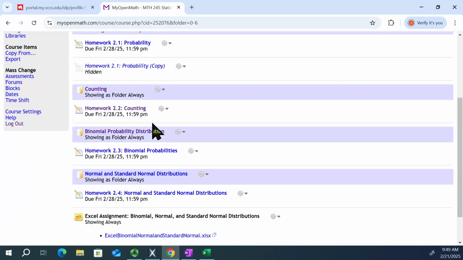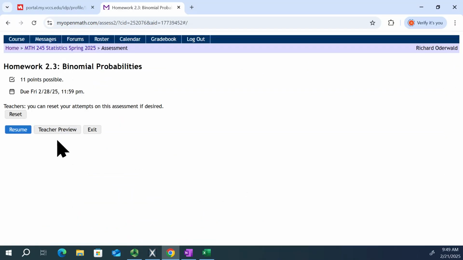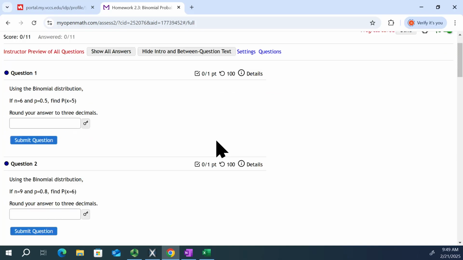Look at the binomial homework. Binomial probabilities. The first one here, you got a first one like this, just different numbers.